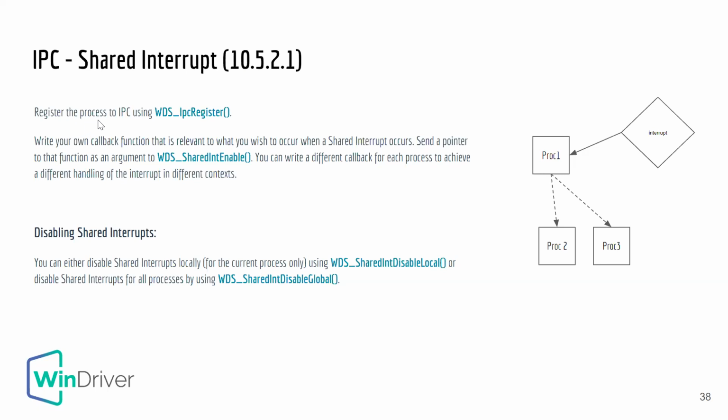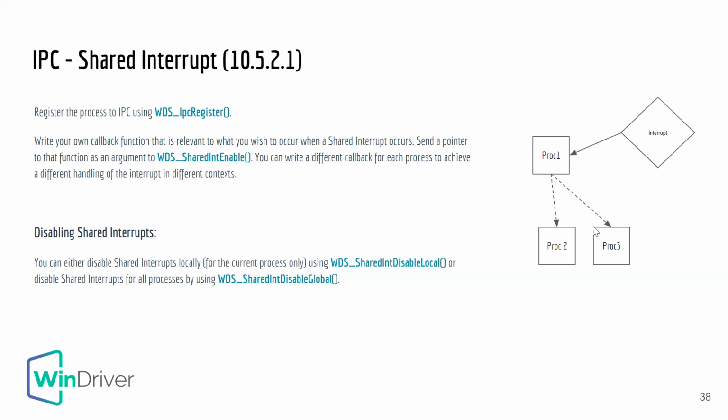You can register the processes to IPC using WDS, remember, server IPC register. You can write your own callback function that is relevant to what you wish to occur when a shared interrupt occurs. Send a pointer to that function as an argument to WDS shared int enable, and write a different callback for each process to achieve different handling of the interrupt in different contexts.